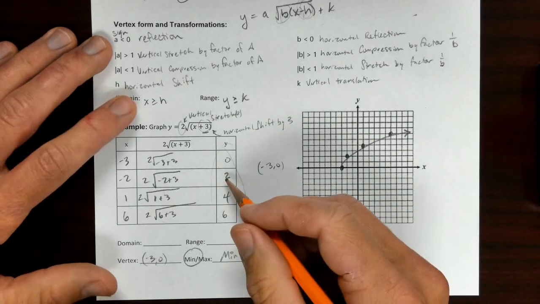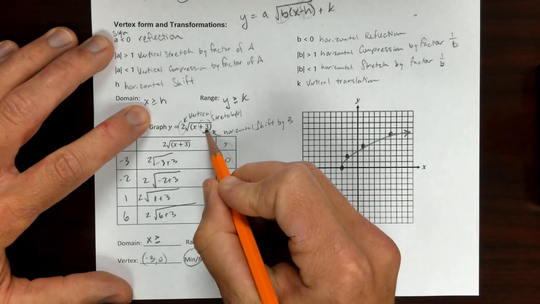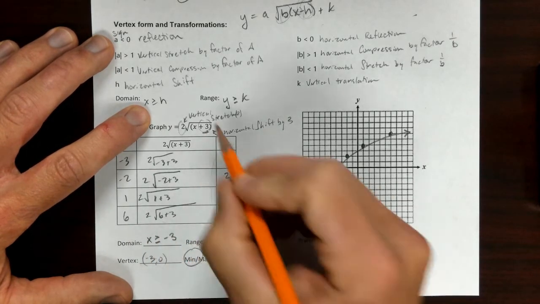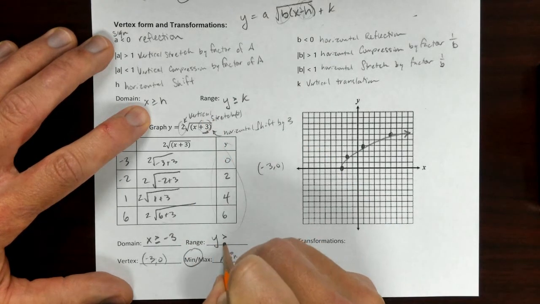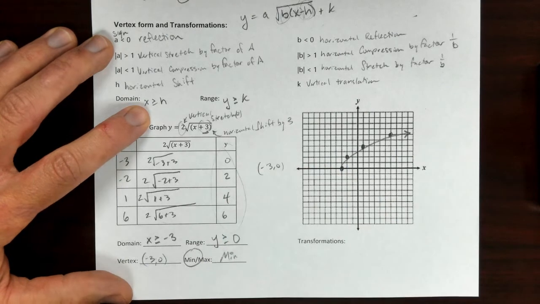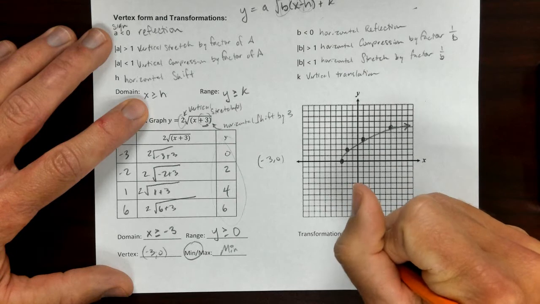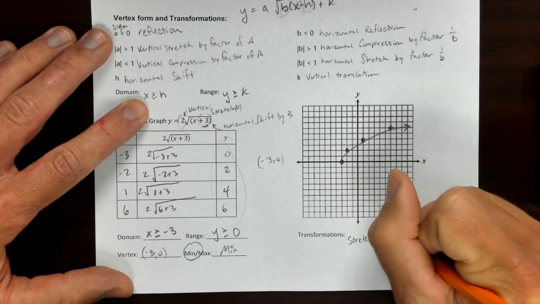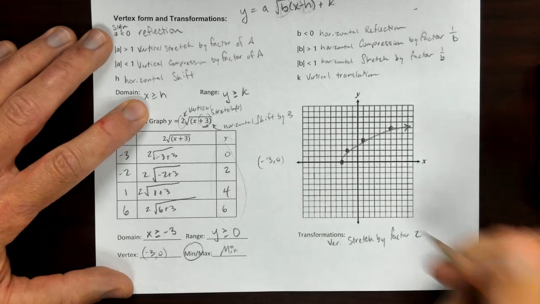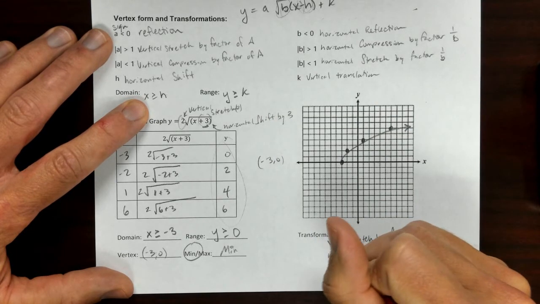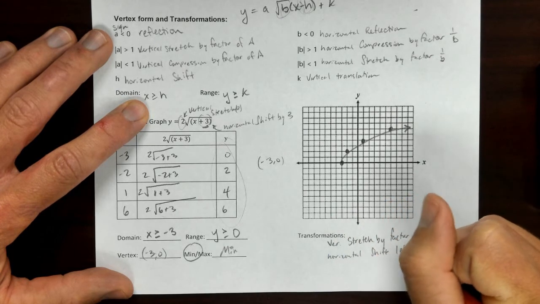Now, going back to my domain, it is going to be x is greater than or equal to h. So x is greater than or equal to negative 3, because the h value is a negative, opposite, negative 3. Range is going to be y is greater than or equal to k. Well, k is still 0. Transformations, what took place? We already said it. It's got a vertical stretch by a factor of 2. And it's got a horizontal shift left 3.